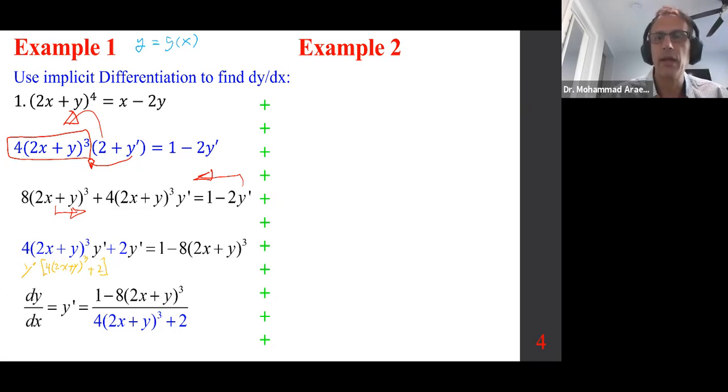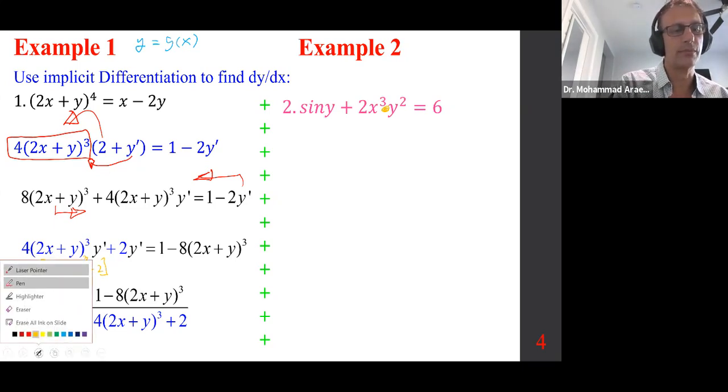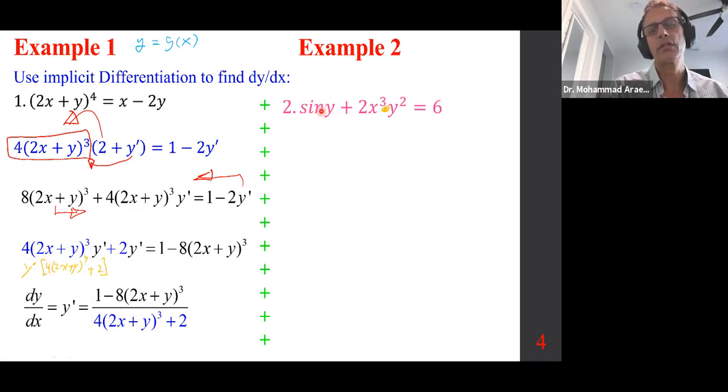Okay. We want to differentiate this expression: sine y plus 2x cubed y squared equals 6. First, I can put a raised dot in between so we understand we need to use the product rule on that piece when we get there. So let's look at sine y. Remember what I told you, when you want to differentiate sinusoidal functions, the way you read them makes a difference. So you want to read and pause. So I'm going to read this as sine and I'm going to pause, sine.